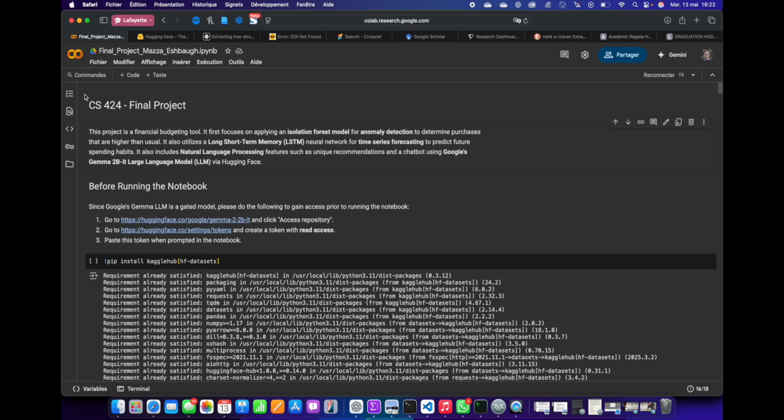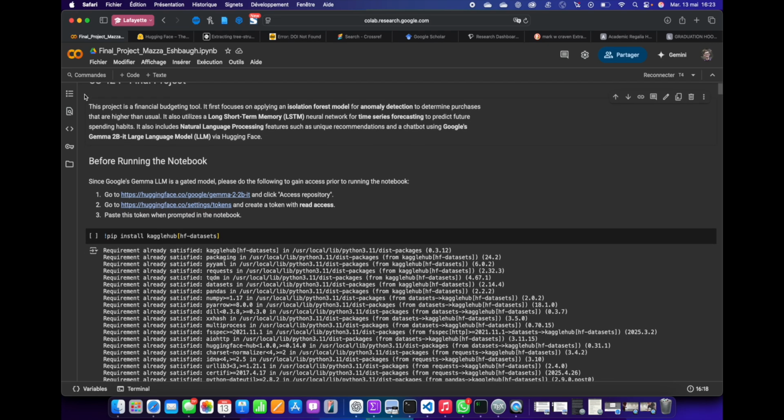We created a financial budgeting tool that uses anomaly detection, time series forecasting, and some natural language processing features to help the user plan their budget better. To do this, we use an isolation forest model, a long short-term memory neural network, and Google's Gemma 2B large language model. We'll get into all of these as we go through the notebook.